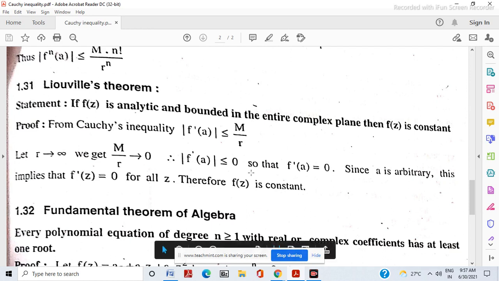That means modulus of f dash a is less than or equal to 0, or we can say f dash a equal to 0. Since we have taken a as an arbitrary point, we can write f dash z equal to 0 for all z. And f dash z equal to 0 means f of z is constant.